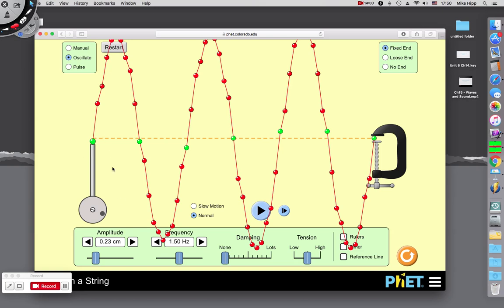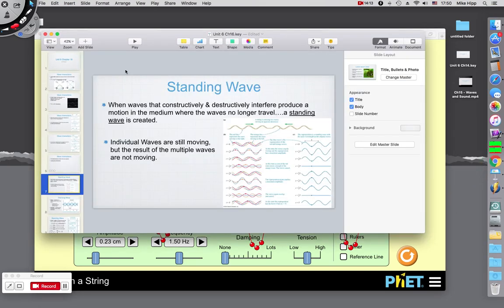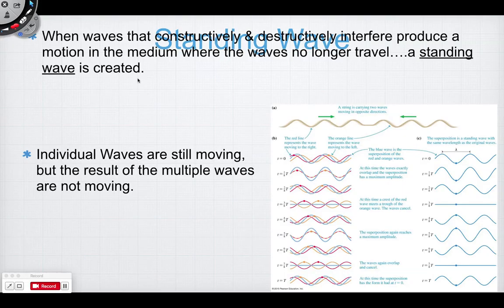Now, keep in mind, this thing is continuously going back and forth, which means the waves are continually being generated, but you don't see the individual waves, you only see the result of those. And that is what is called a standing wave.